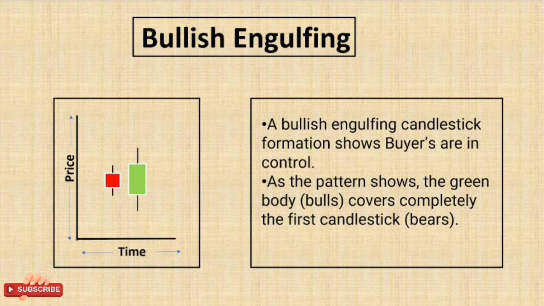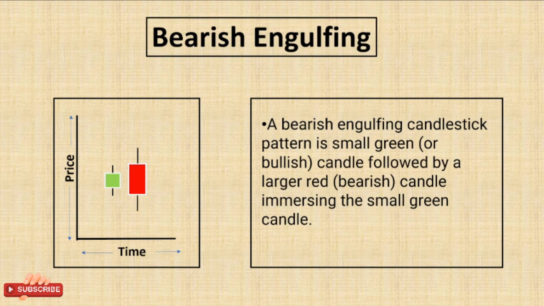In this, a bullish engulfing pattern is formed when the buyers are in control. As the pattern shows, the first candle will be red and of small size, and the second candle will fully engulf that first candle. This shows that the price will go up. It has a probability of taking the price higher. So buyers are in full control.